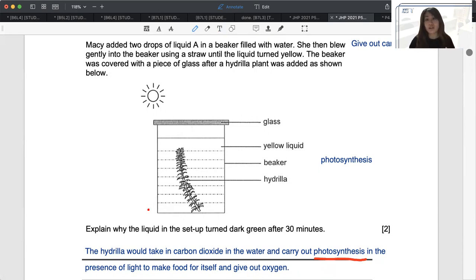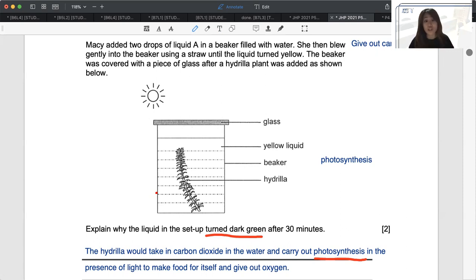Now, if you stop here, this is another common issue that a lot of students tend to make. What is the error here? The error here is that you don't answer the question fully. By just telling me that the hydrilla plant will take in carbon dioxide and carry out photosynthesis in the presence of light, you have not answered the question yet. It doesn't tell me why the liquid will then turn dark green. So again, you need to link back to the question, which is why a lot of times you should read your answer, read the question again, and ask yourself whether you have answered the question accurately.